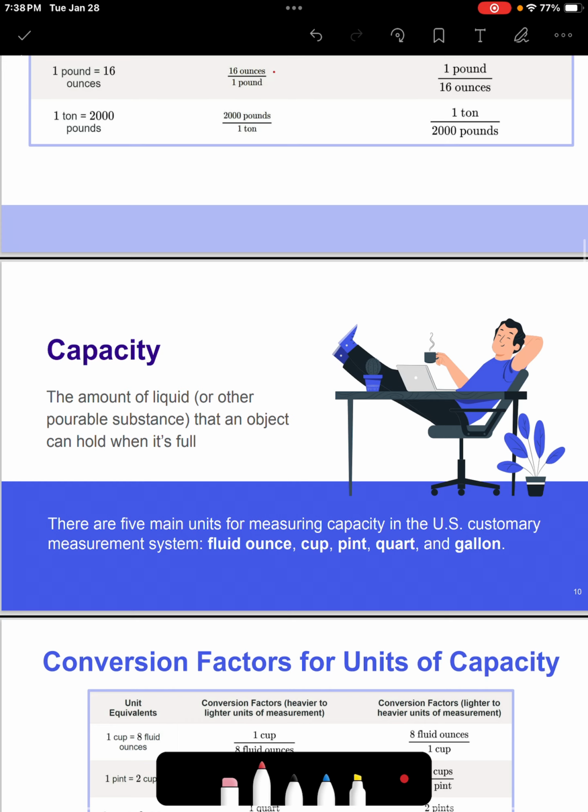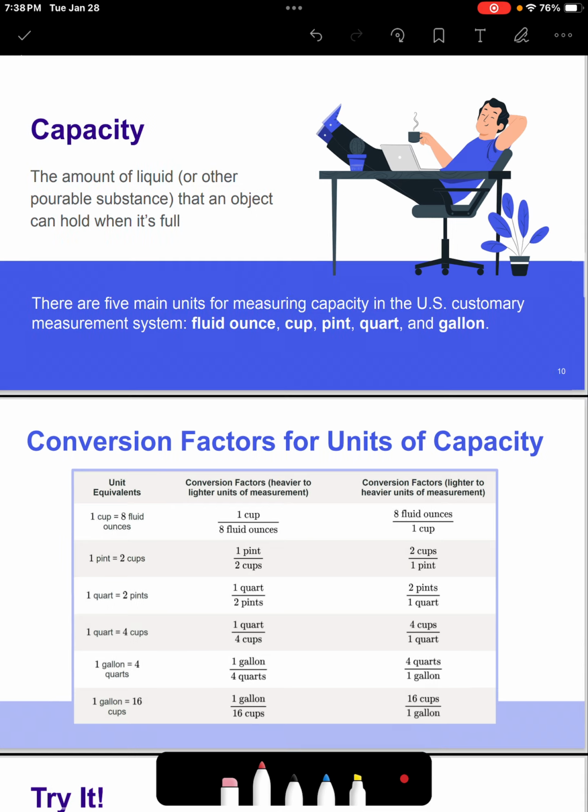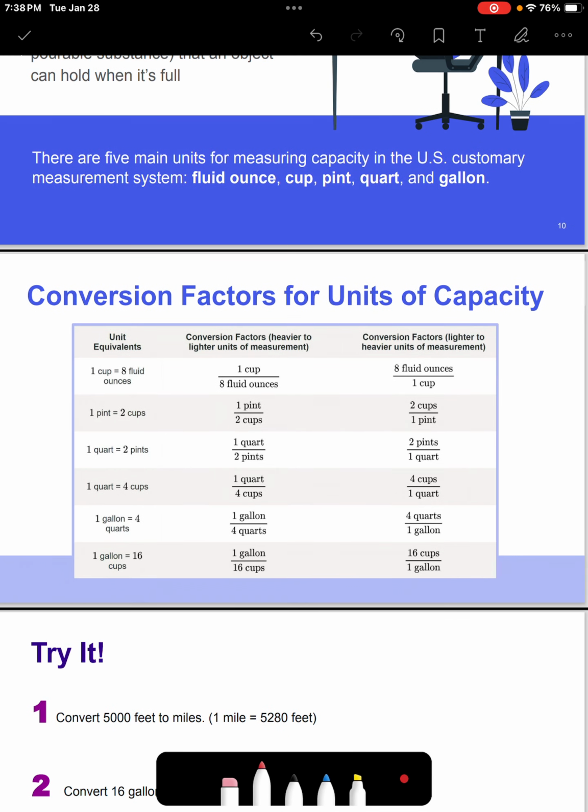Capacity. Capacity is the amount of liquid or other pourable substances that an object can hold when full. There are 5 main units of measure of capacity in the United States customary measurement system: fluid ounces, cup, pint, quart, and gallon. Here is your conversion factor. So 1 cup is 8 fluid ounces. 1 pint is 2 cups. 1 quart is 2 pints. 1 quart is 4 cups. 1 gallon is 4 quarts, and 1 gallon is 16 cups. And here are your same ratios, and notice how you can convert either way. One's from heavier to lighter, and the other one's from lighter to heavier.